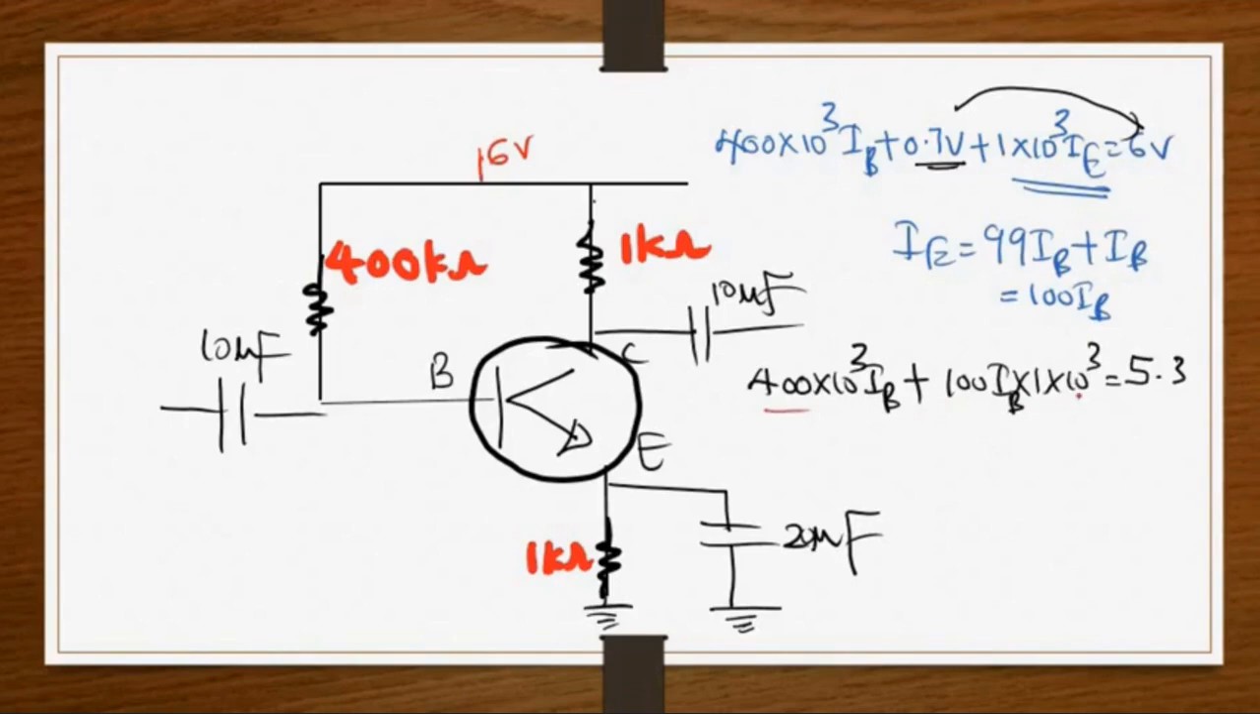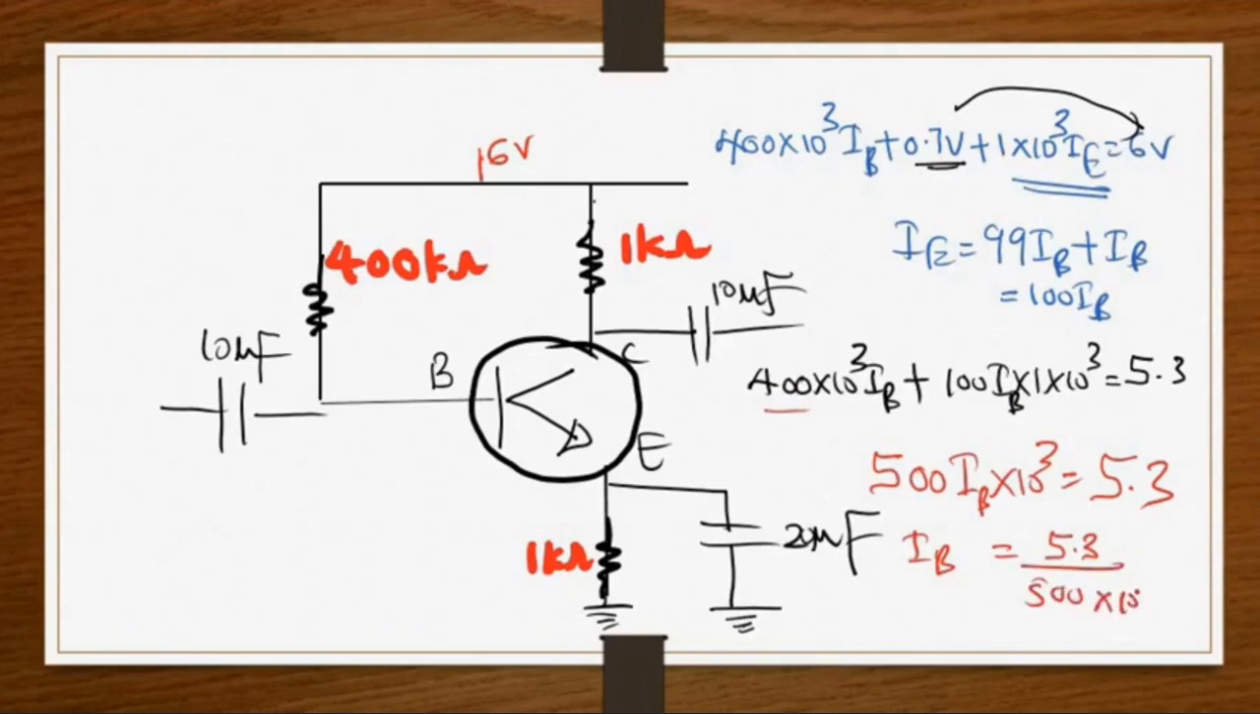400 into 10 to the power 3, plus 100 into 10 to the power 3, that becomes 500 IB into 10 to the power 3 equals 5.3, right? So then IB equals 5.3 divided by 500 into 10 to the power 3. As a simplification method, I'll multiply this by 2 and this by 2. It's easy for me to simplify. So I get 10.6 divided by 1000 and 10 to the power 6. So I'm getting 10.6 microampere IB. We have our first answer.